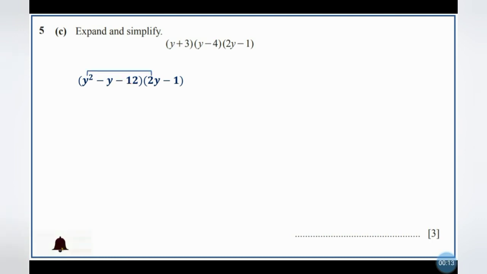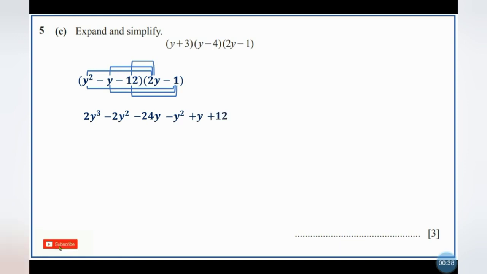2y times y squared is 2y cubed. 2y times negative y is negative 2y squared. 2y times negative 12 is negative 24y. Negative 1 times y squared is negative y squared. Negative 1 times negative y is positive y. Negative 1 times negative 12 is positive 12.